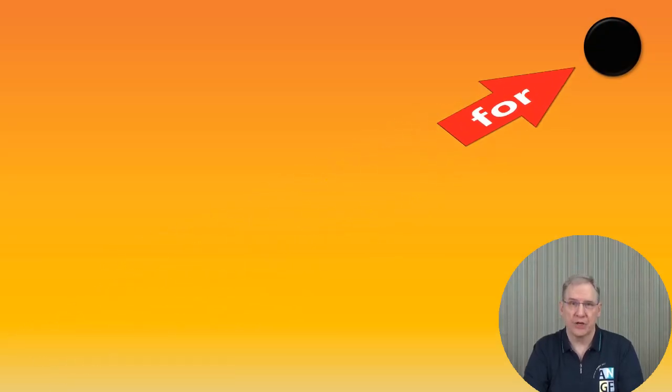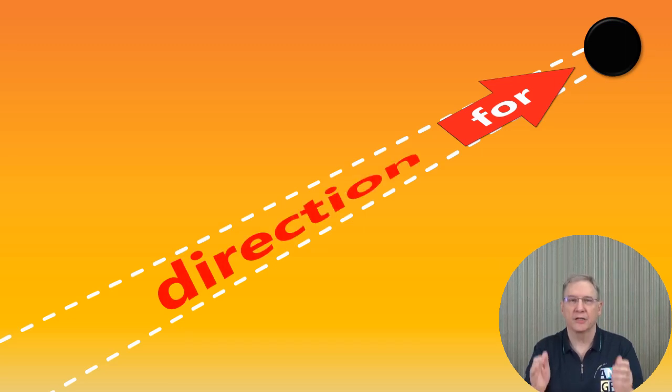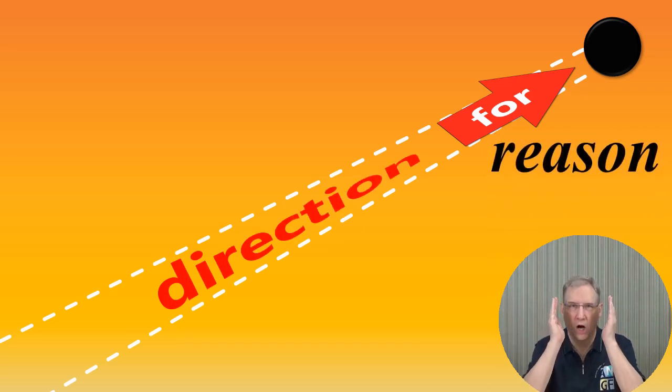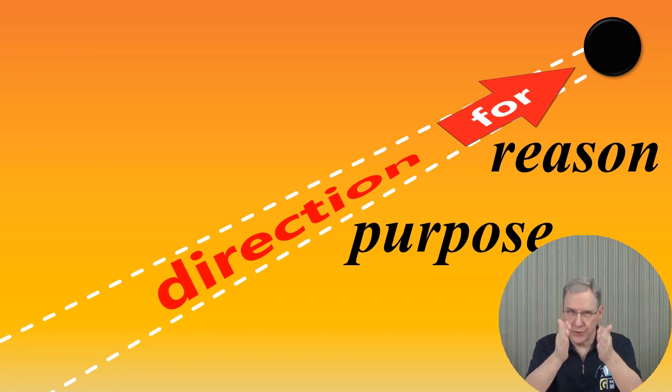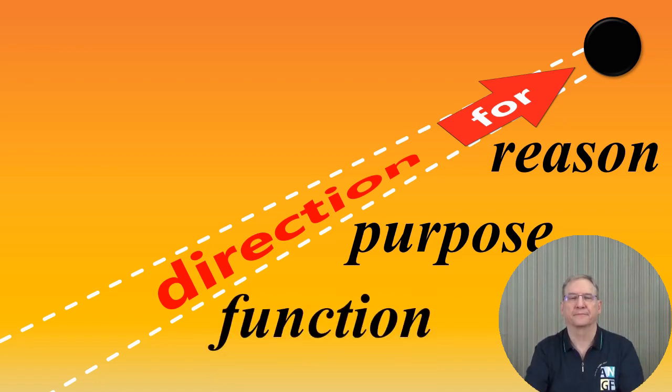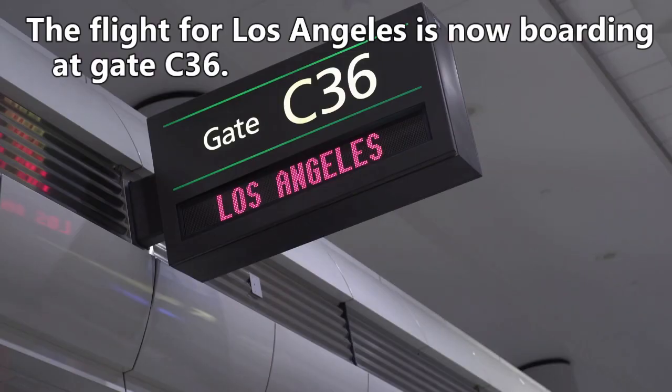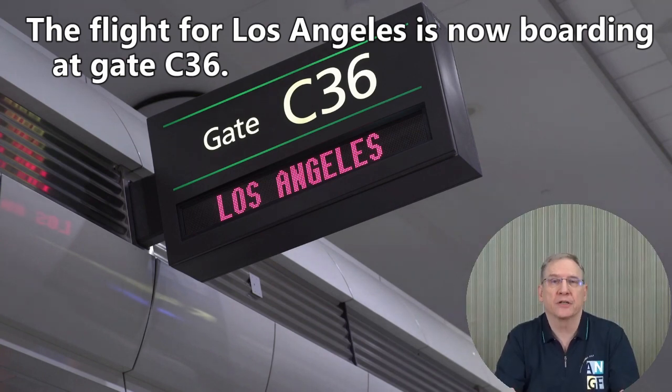In our first examples, for indicates our direction, our purpose, our reason for doing something. Example one. The flight for Los Angeles is now boarding at gate C36. This flight is going to Los Angeles, its final destination.